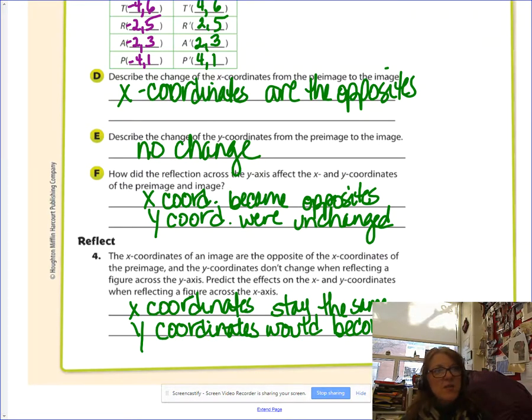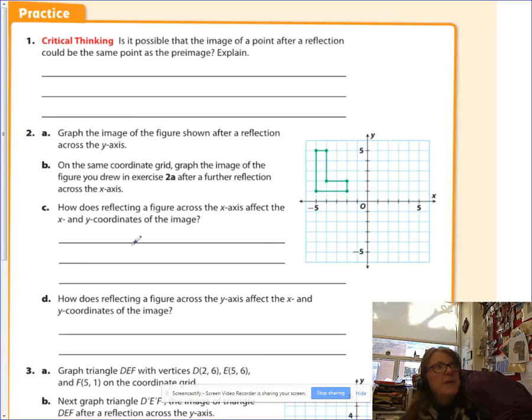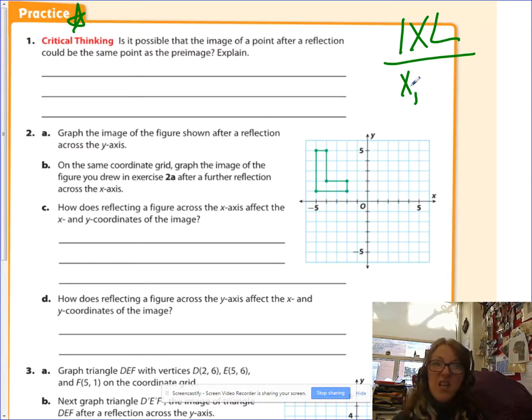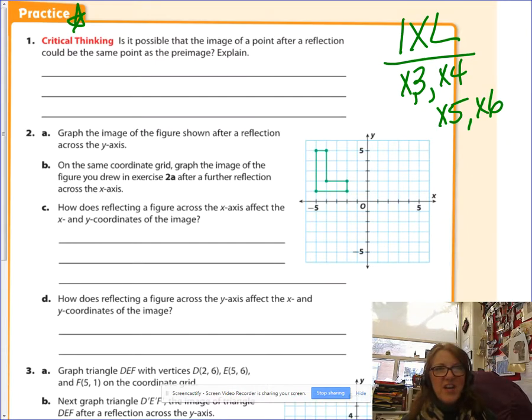Cool. All right, so here's what I want you to do. Your assignment is to practice these. There's only about 3 questions on here, so it won't take you that long. And then when you get done with that, I want you to practice all of these skills in IXL under the X's. You're specifically going to do X3, X4, those are on translations, X5 and X6 are on reflections. Alrighty, good luck, and may the force be with you.